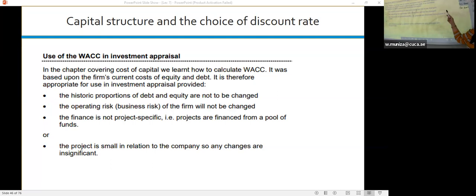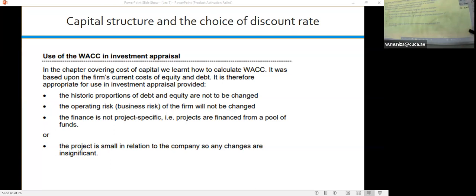In the chapter covering cost of capital, we learned how to calculate WACC. It was based upon the firm's current cost of equity and debt. It is based upon the company's current cost of capital. But the company in which you are thinking to make an investment will not have the same gearing levels. So that is what they are trying to make you understand.